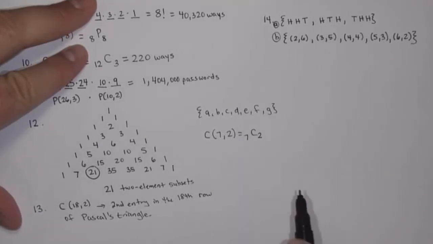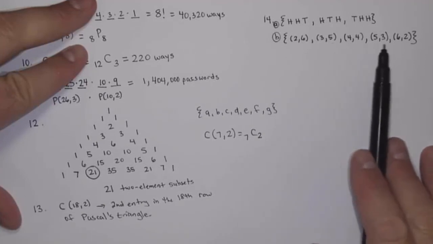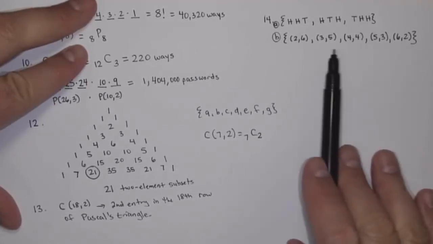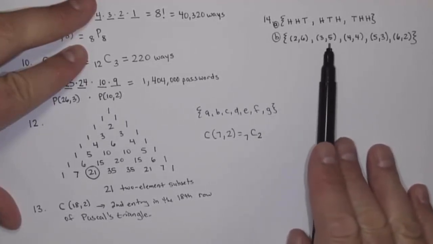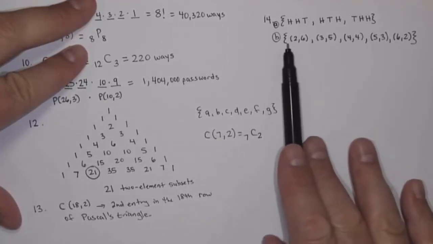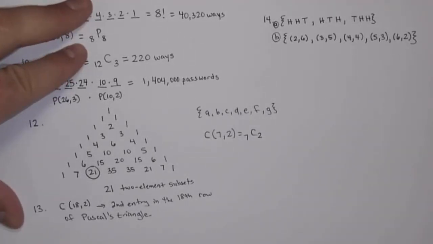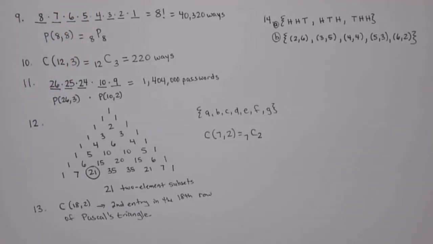And that's it. So the only ways we would be able to get a sum of 8 are these 5 ways that I have listed here: 2, 6; 3, 5; 4, 4; 5, 3; 6, 2. That's it. So we've listed all of the ways that we can get a sum of 8 when we roll 2 dice.